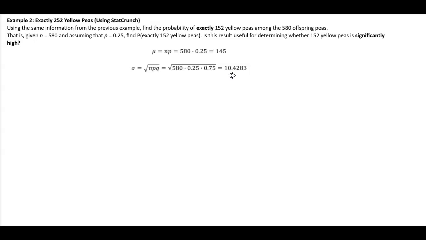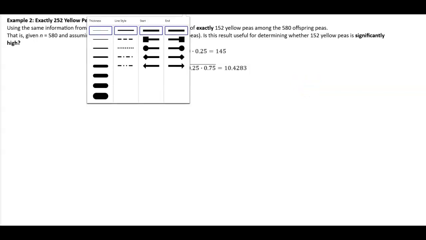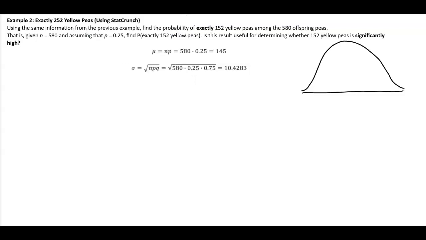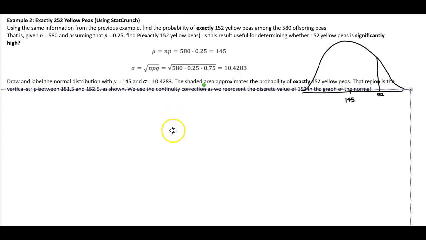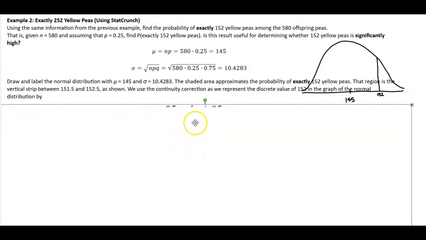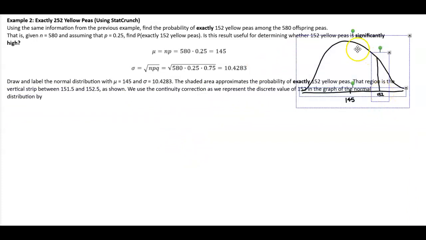First things first, let's draw our bell curve before we move any further. So we draw our bell curve, and we want to label the mean. We label the mean, which represents 145. And then we're looking for exactly 152. Now we draw and label the graph of the bell curve, which is what we did. So let me go ahead and pull that down here.